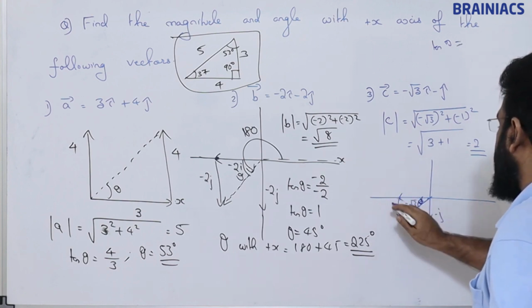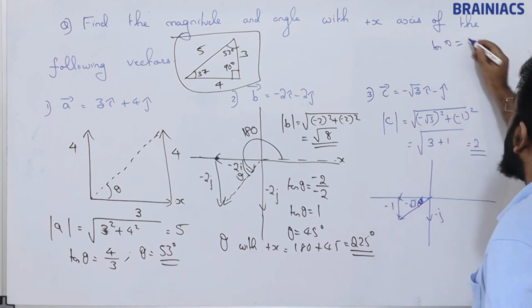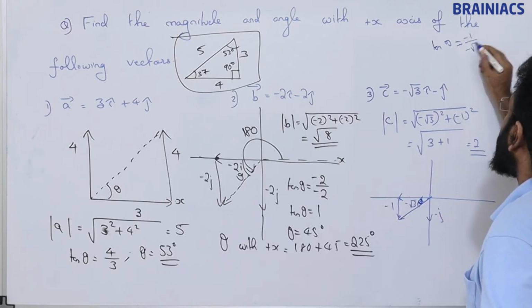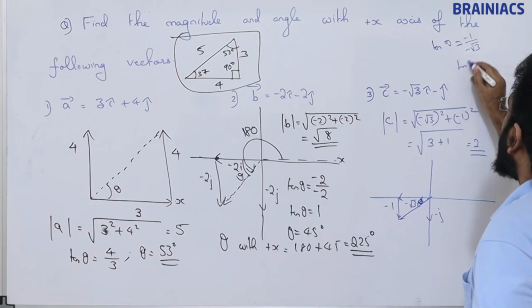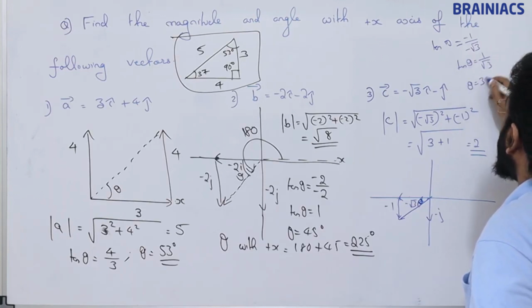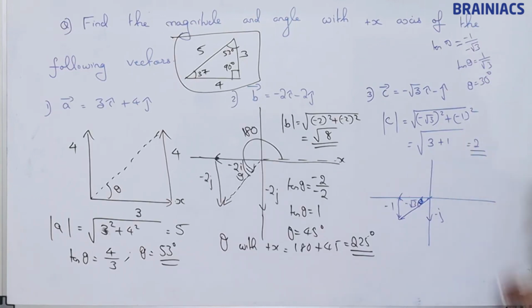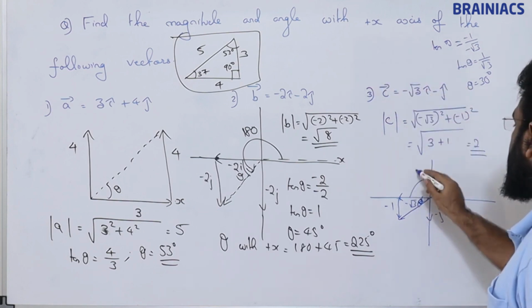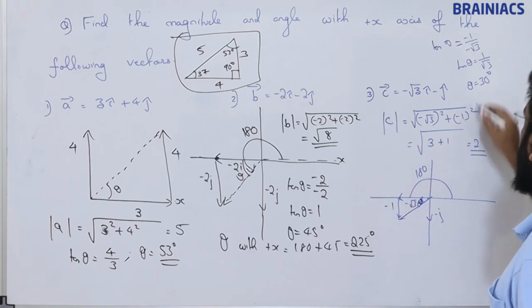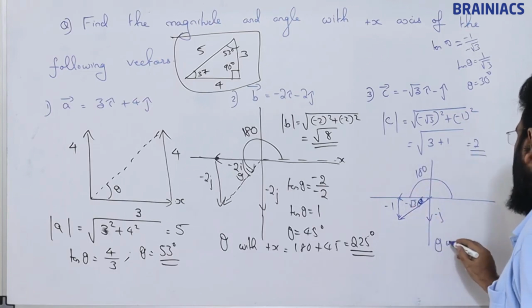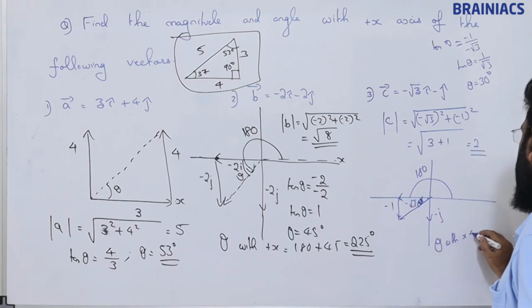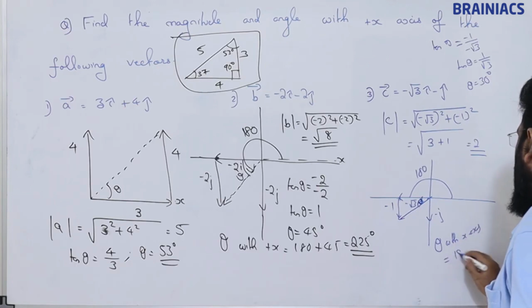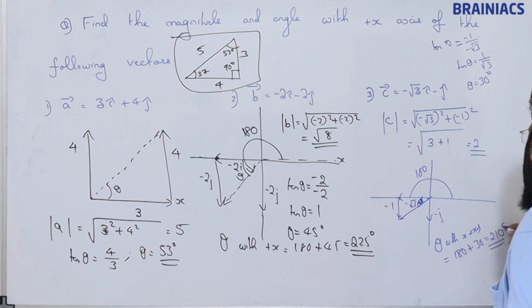opposite side by adjacent side. This is 1 actually, minus 1. So minus 1 by minus root 3. So tan theta is equal to 1 by root 3. So we get theta is equal to 30 degree. Now the angle with the positive x-axis, this is 180 degree. So theta with the x-axis is going to be 180 plus 30. This is going to be 210 degree. Clear?